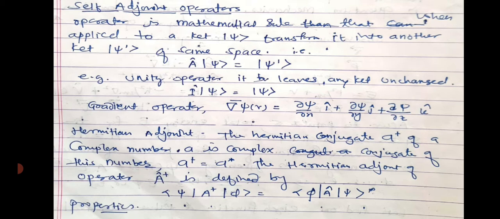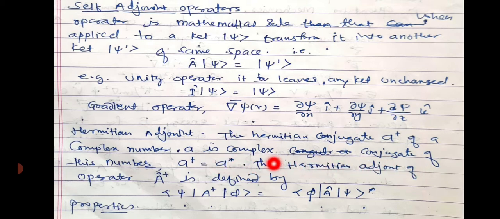So this is the very important part. Hermitian adjoint or conjugate. Now this symbol, a with a plus above it, is known as a dagger. So this is known as the Hermitian conjugate of a. The a dagger of a complex number a is the complex conjugate of that number. Suppose a is any complex number, then a dagger is a star, meaning the complex conjugate of that number.